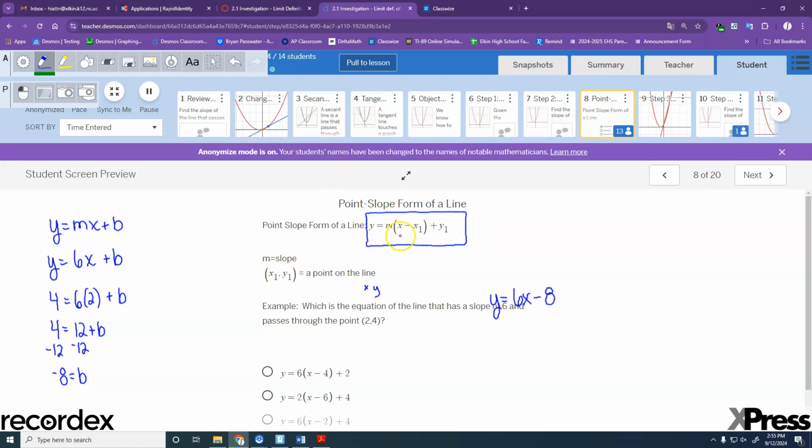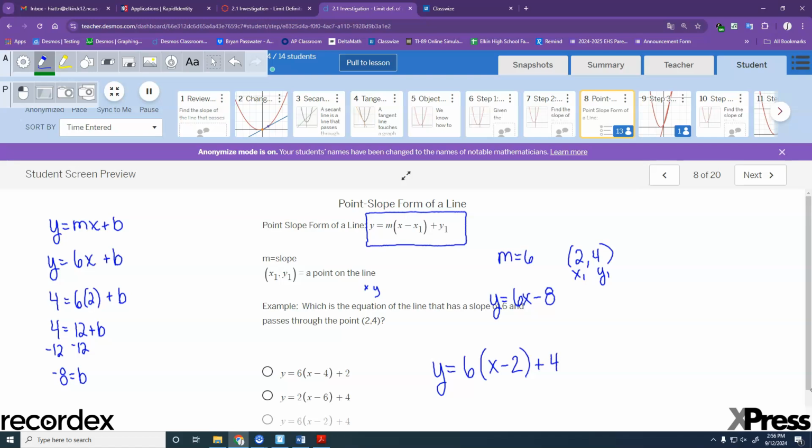For this formula, m is your slope, and x1 and y1 are coordinates of the point on the line. The reason I want you to use this is because if I have the same problem where my slope is 6 and my point is (2, 4), this would be my x1, this would be my y1. Then to write the equation of the line, I'm going to do y equals 6 times (x minus x1, which is 2), plus y1, which is 4.